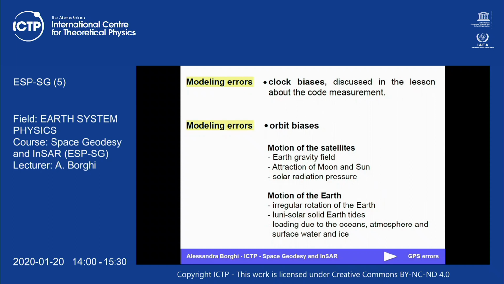The non-gravitational effect. We also have motion of the Earth, so we have two bodies with a relative motion, the satellite and the Earth. The motions of the Earth are due, of course, to the luni-solar solid Earth tide, irregular rotation of the Earth. You know that the rotation of the Earth has some particular rotation aspects. And we also have a problem due to the ocean, the atmosphere, and so on, the loading of these quantities that change over time in space.